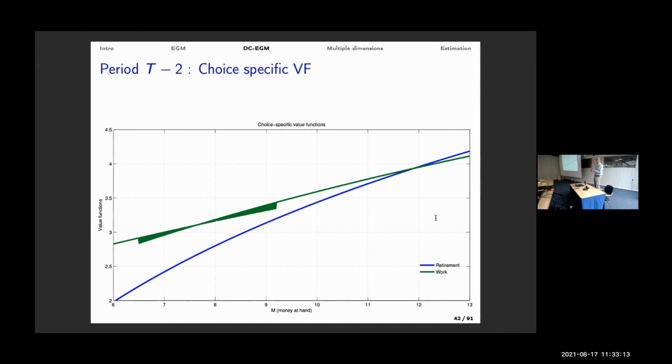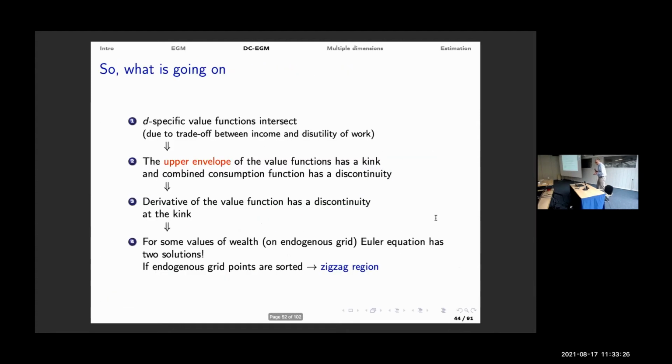Using the Euler equation before was sufficient to find the optimal choices. Now it's insufficient. Why? Well, because the problem is not concave anymore. As simple as that. Just because we have a kink in the value function in the next period, we cannot rely on the Euler equation having one solution. For some levels of wealth on the endogenous grid, the Euler equation has two solutions in this case.